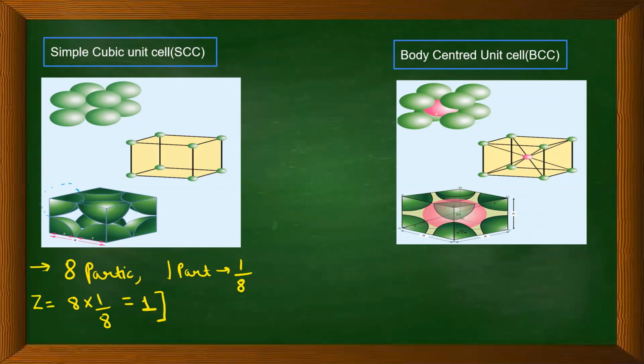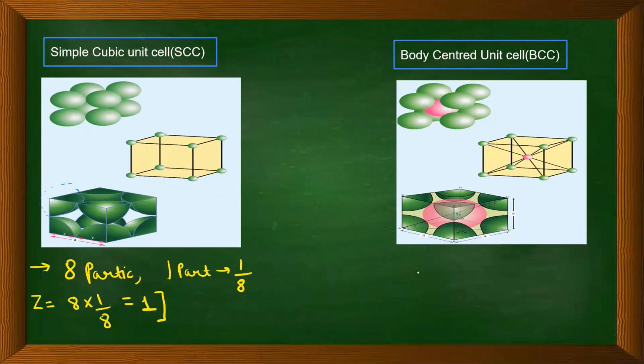देखो body centered unit cell में क्या होता है? हमारे particles corner में present होते हैं, body के center में present होते हैं. This is the space fill model. Okay, and this is the open structure. This is the actual scenario. I have told you ना कि atoms को हमने क्या assume कर रखा है? Spherical, and these green ones are the corner ones, and this pink one is the central one.